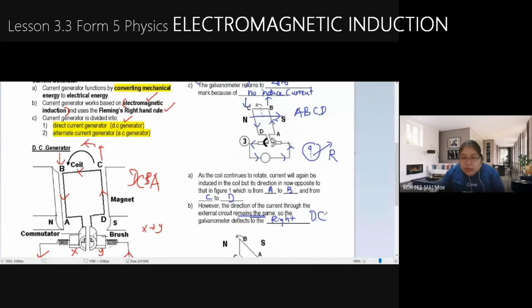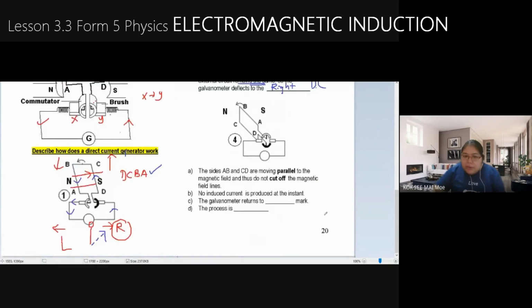Internal we never look at. We just want to see the external, which is important, because the internal rotation is always in the same direction. Then when I go to number 4, the black color one goes down already. So now the sides A, B, C, D are parallel again. Parallel means no cutting of the magnetic field, so no induced current is produced instantly. Now the galvanometer returns to the 0 mark. The process repeats.